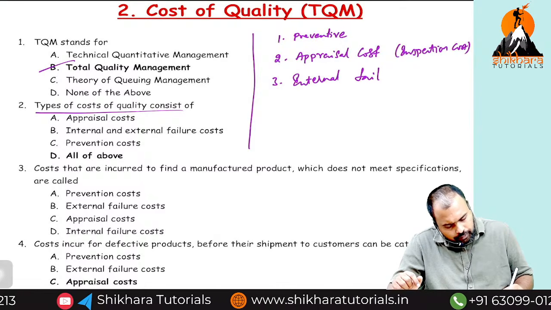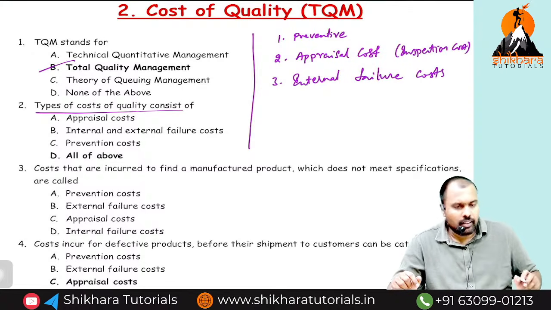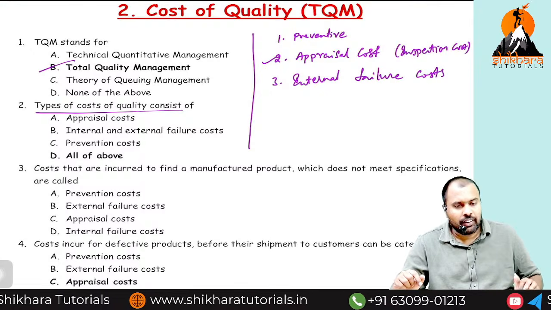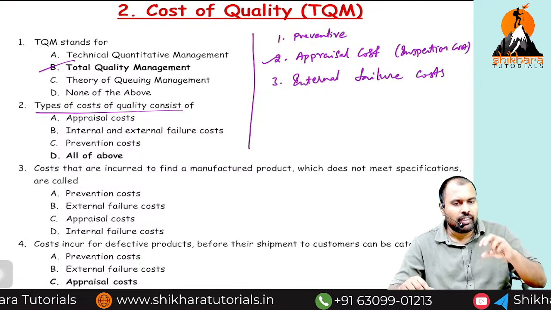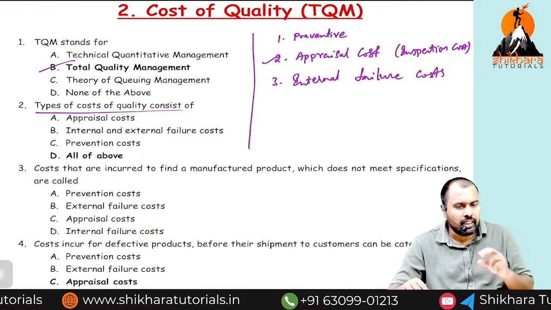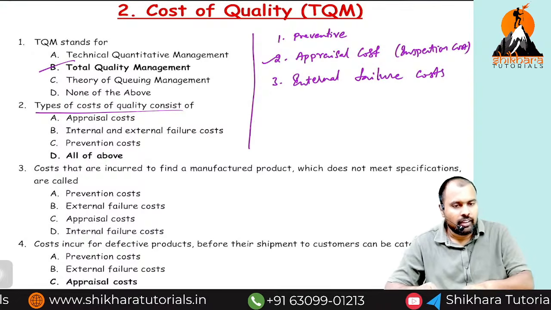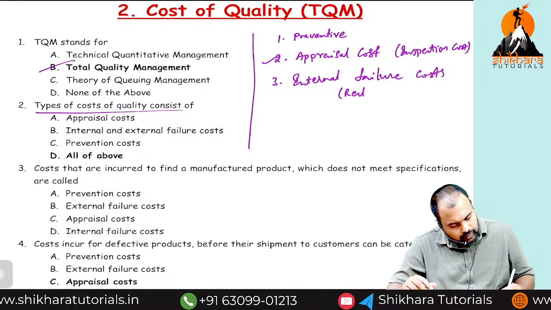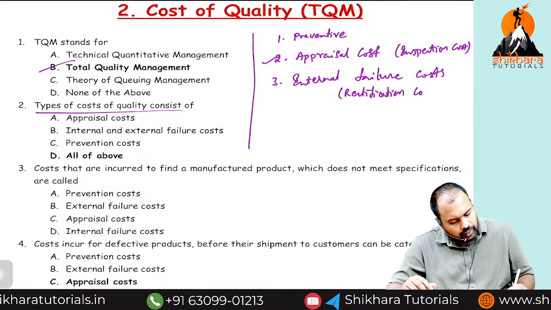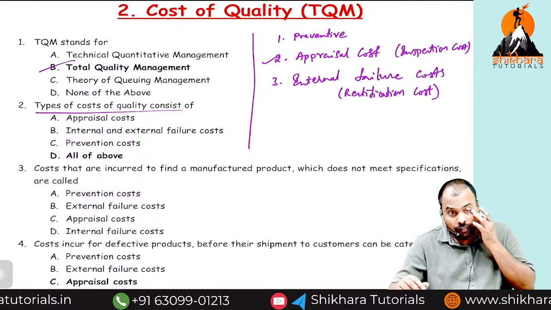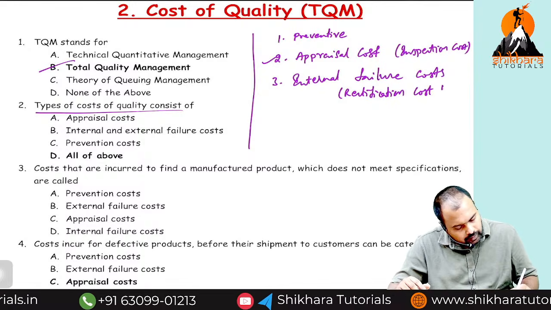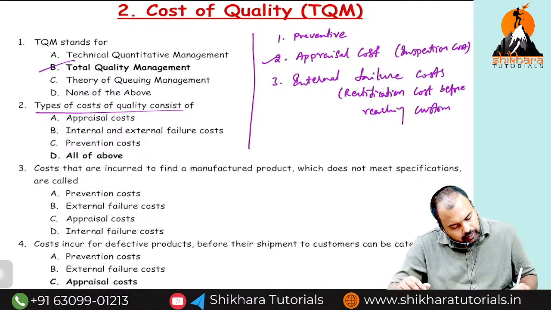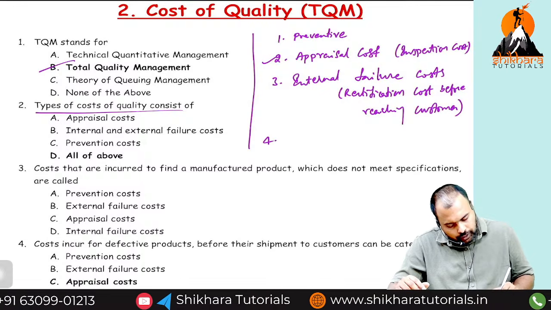And next one is internal failure cost. That is nothing but, sir, before transferring goods to the customer, by incurring this appraisal cost, if you come to know there are any defects in products, you have to rectify that, right? That is called rectification cost. Internal failure cost is rectification cost before reaching customers. And last one is external failure cost.